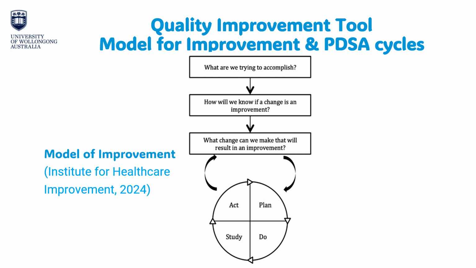The model for improvement has two parts. In the first part, we have 3 fundamental questions which can be addressed in any order. What are we trying to accomplish? How will we know that a change is an improvement? What change can we make that will result in improvement?